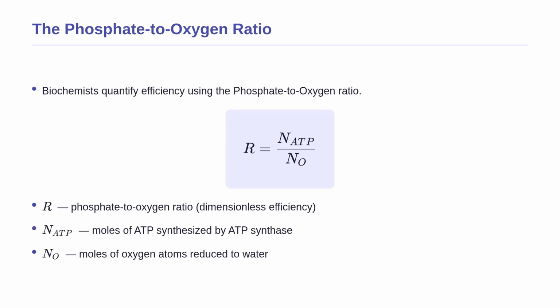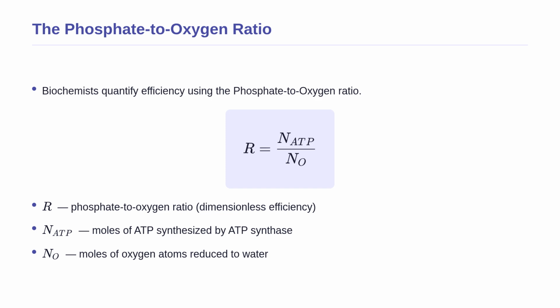Now that we know the exact proton numbers, let us look at how we mathematically measure the overall efficiency. To quantify exactly how much ATP is produced at these sites, biochemists use a mathematical value called the phosphate-to-oxygen ratio, represented by the letter R. This ratio measures the overall efficiency of oxidative phosphorylation.